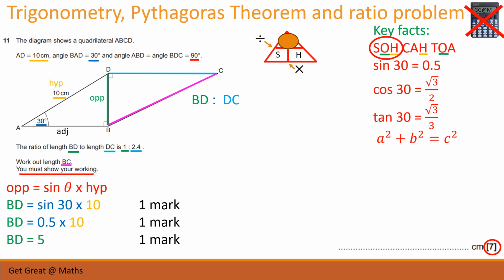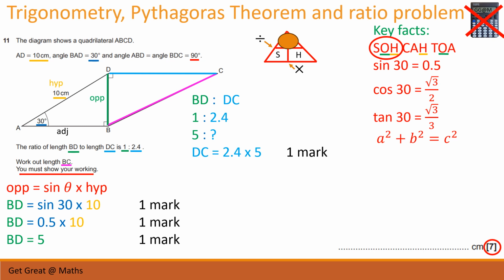Now we're told the ratio of B to D to C is 1 to 2.4, but I know that B to D is actually 5, not 1. So to get from 1 to 5, I've got to multiply by 5, which means I've got to multiply my 2.4 by 5. So DC is going to be 2.4 times by 5. If you wrote that, that would give you 1 mark.